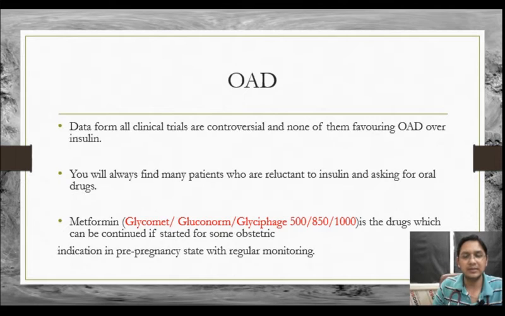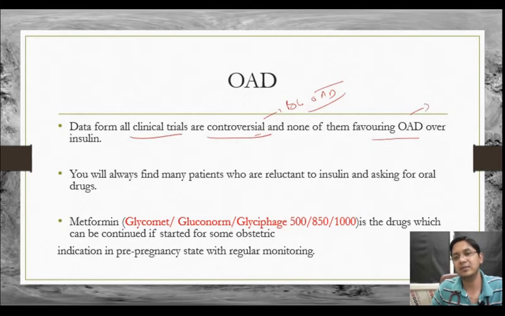So what about the oral glycemic drugs? We have collected much data from the clinical trials, and all the clinical trials say that the role of oral anti-diabetic agents is controversial, and none of the clinical trials favor oral drugs over insulin. Means insulin is the only drug in pregnancy which can be given safely without any teratogenic effect.